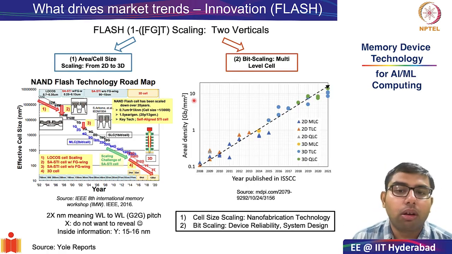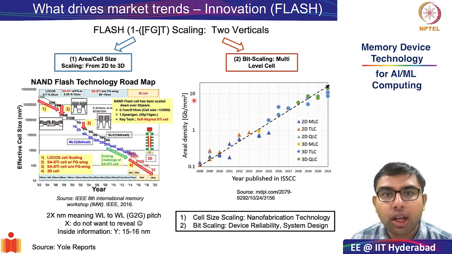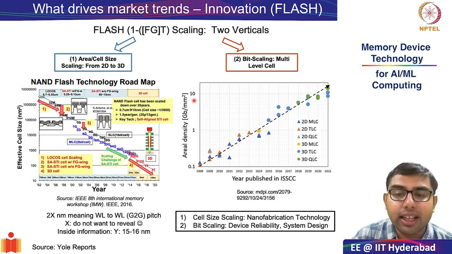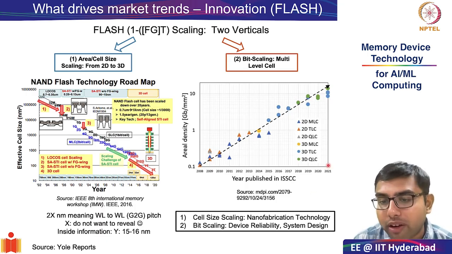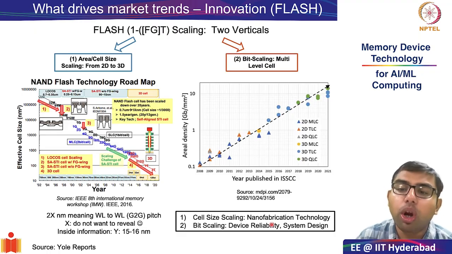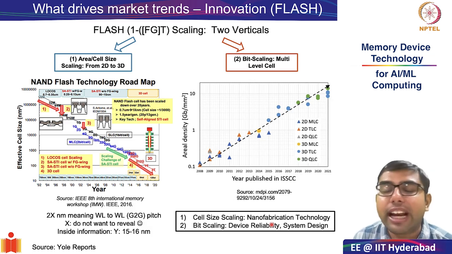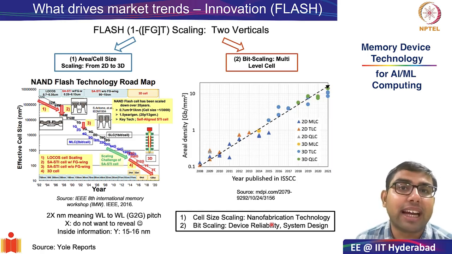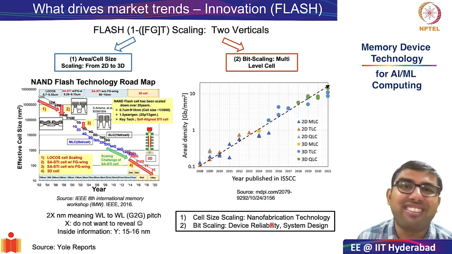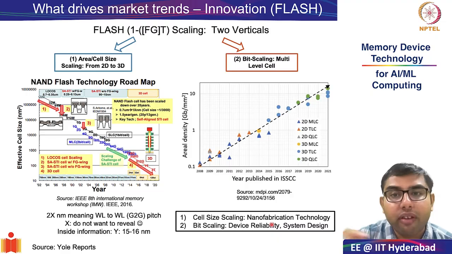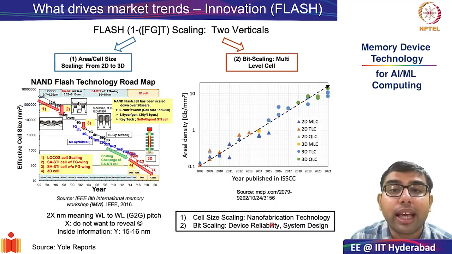So in principle, the two dimensions of flash scaling have involved size scaling, that is, scaling the area or the size of the individual cell, and this was possible through advances in nanofabrication technology, and also bit scaling. That means putting more logical bits into the small footprint, and this was enabled, as we will see, through improved device reliability and more complicated system design. Why? Because now your peripheral circuitry just does not need to recognize zeros and ones, but multiple levels. We will discuss more about that in the future.